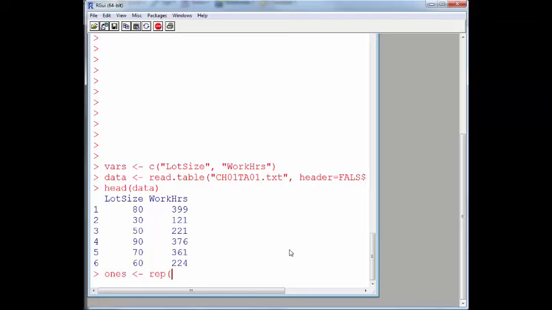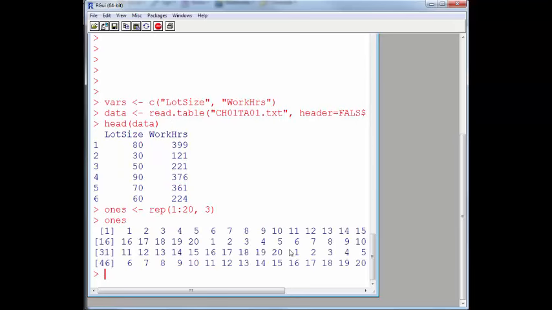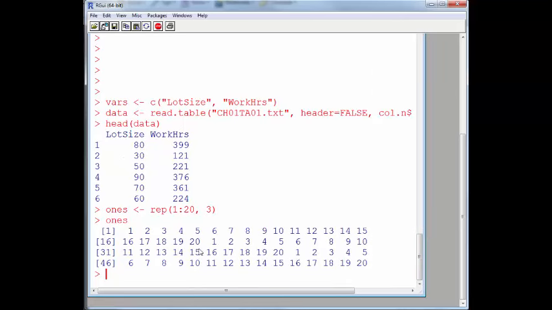If I want to go from 1 to 20 and I want three of those, what does that look like? 1 to 20 three times: 1, 2, 3, 4, 5, 6, 7, 8, 9, 10, 11, 12, all the way up to 20, and then repeat it, 1 through 20, 1 through 20. That's not actually what I want, but it's something for you to know how to do.